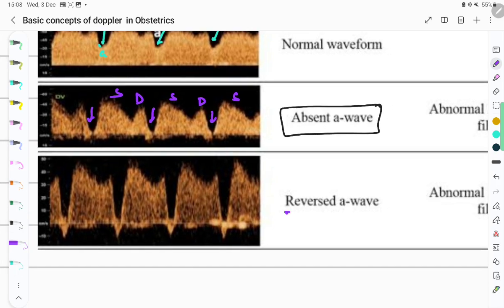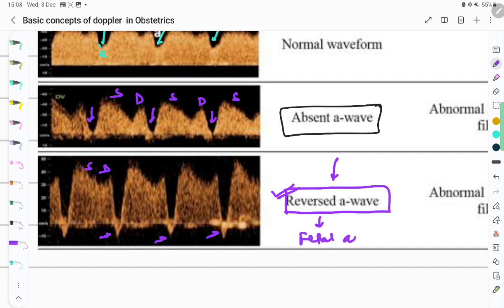Now if we have not treated that patient, not delivered, it goes into reversed A wave. There is S wave, D wave, and there is reversal of A wave. So this is A wave reversal. That means the sign of fetal acidosis, imminent cardiac failure, or imminent fetal asphyxia. So there is a 20% chance of stillbirth, fetal asphyxia.